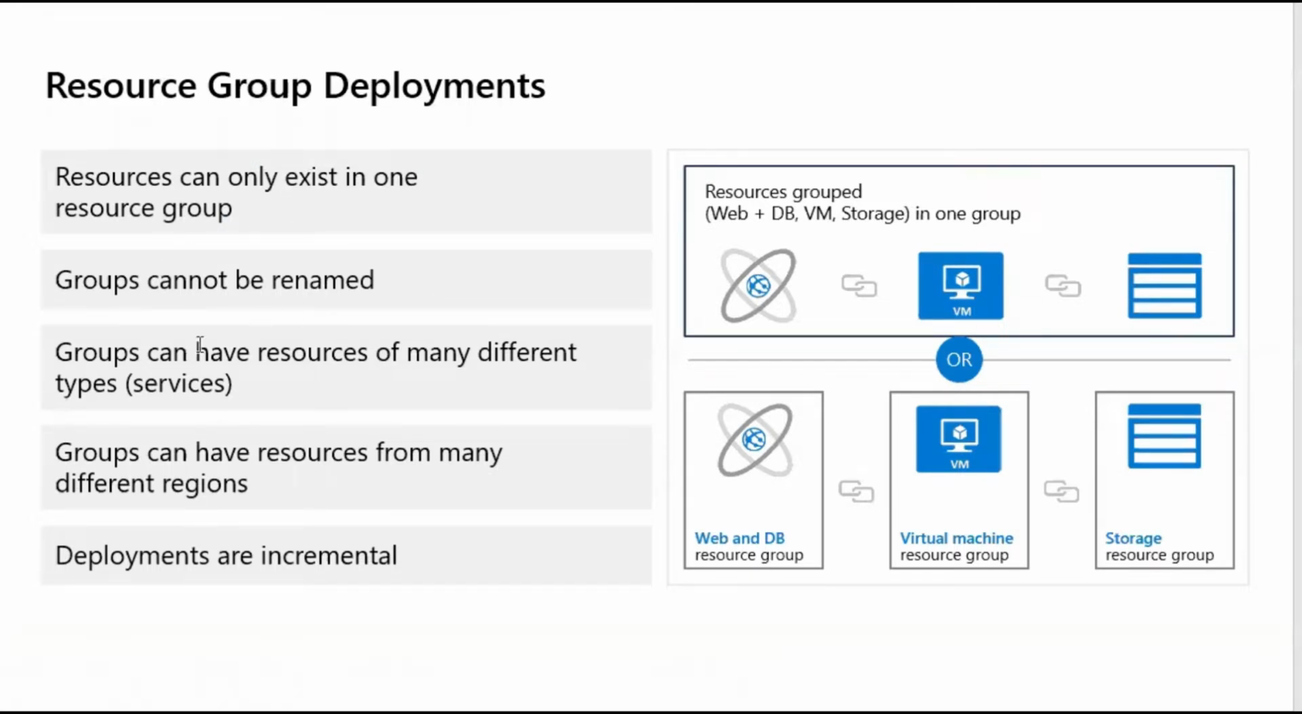Resource group deployments. Resources can only exist in one resource group. Groups cannot be renamed. Groups can have resources of many different types, such as services. Like, for example, you have web applications and database, you have virtual machines, you have storage. If you like, you can create one resource group and connect all the services there, or for different services, you can create different resource groups. You have both options. It's kind of like how you want to organize your instance.